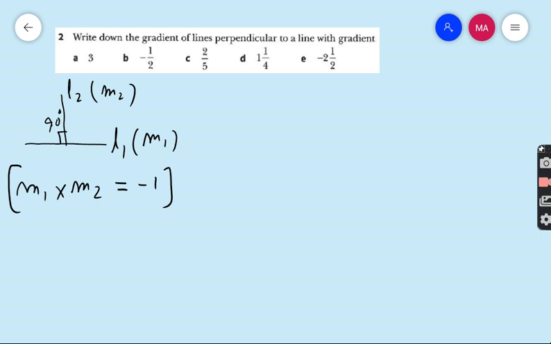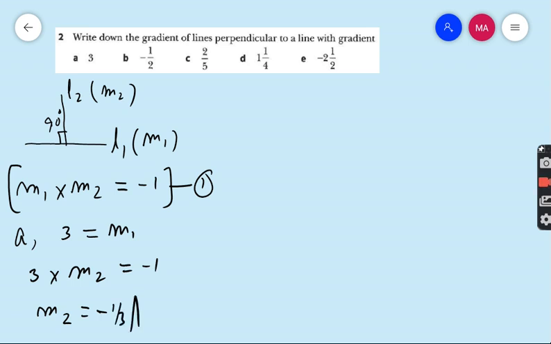So let's have a look at part A. Put this M1 in equation number 1. So M1 is 3, multiplied by M2 equals minus 1. So M2 equals, shifting 3 to the other side, minus 1 upon 3. So this is the answer for the gradient of the second line. No need to show all steps. The shortest way is, see part B.